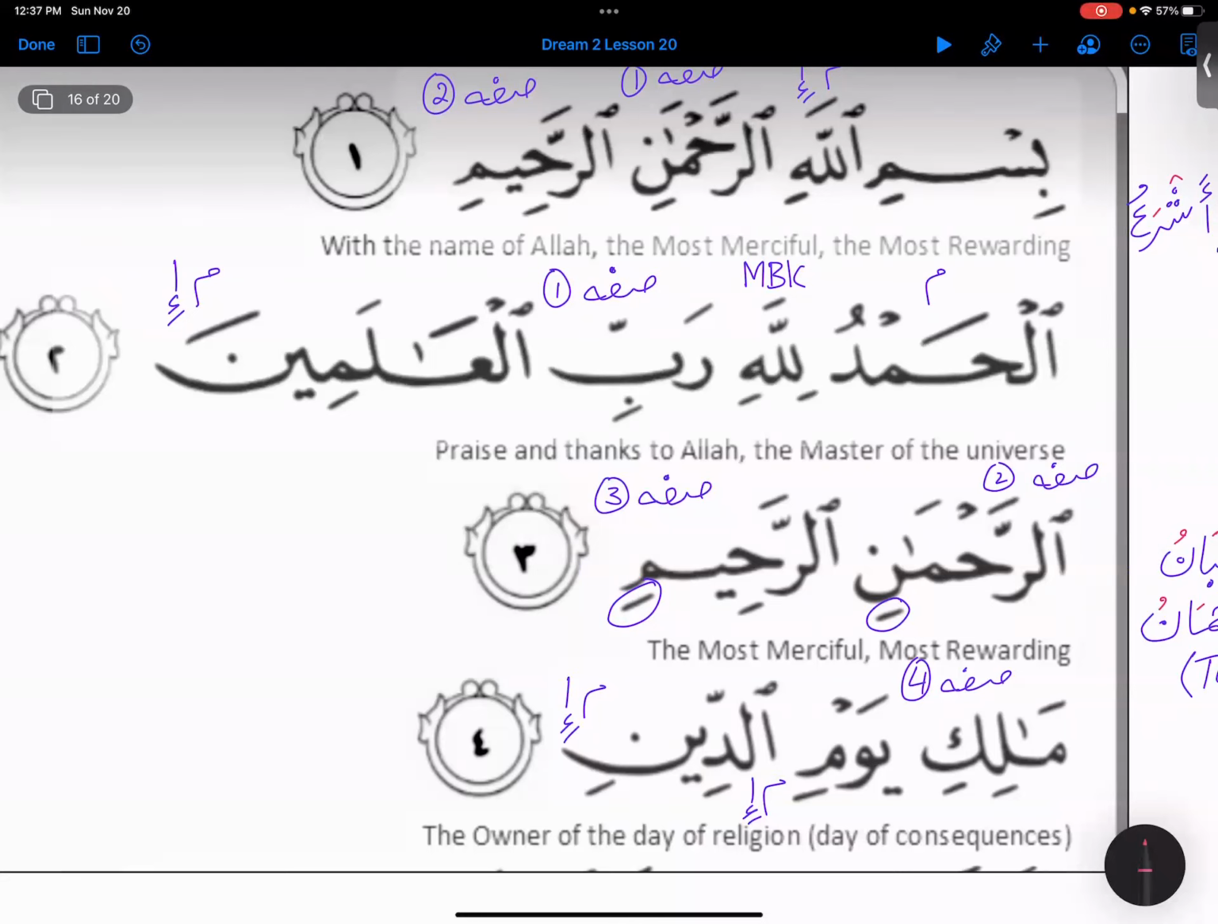Rabbi lil alameena. Rabbi is jar here. And alameena... What status is alameena? All the worlds. Alameena, because why is it jar? It's following Lillahi.